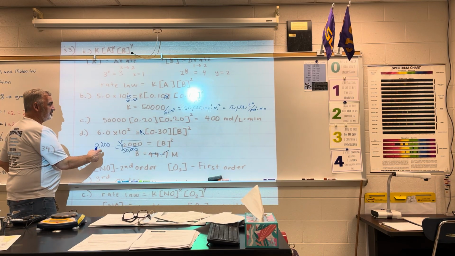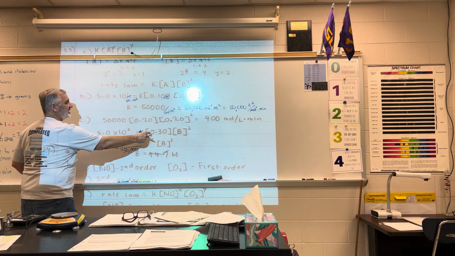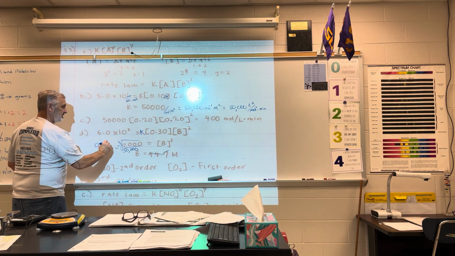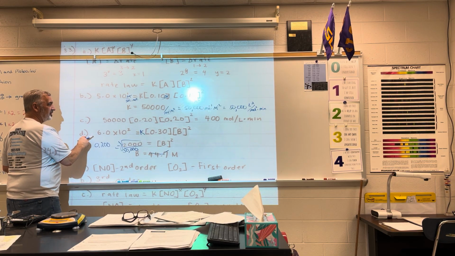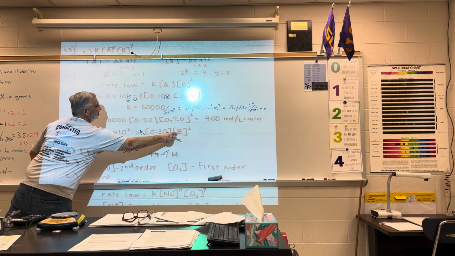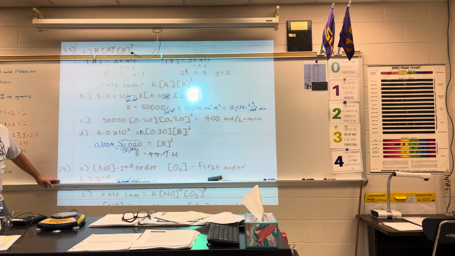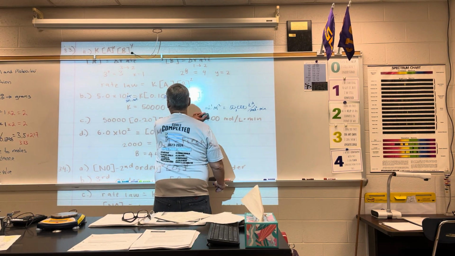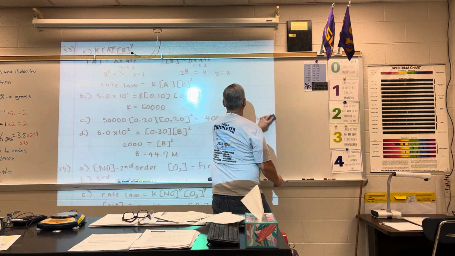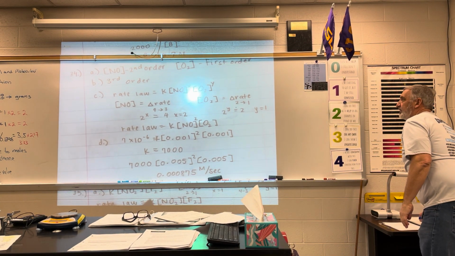What would the units be on D? Molarity per minute? Just molarity, right? Concentration is always going to be molarity. So we always want to get in the habit of using the right units, and then just comparing 34.